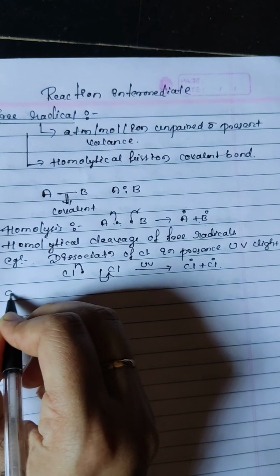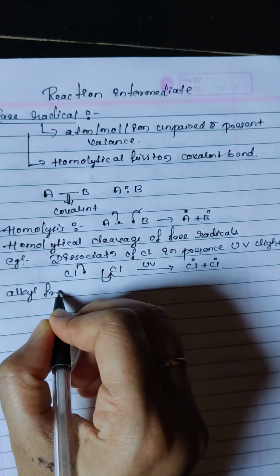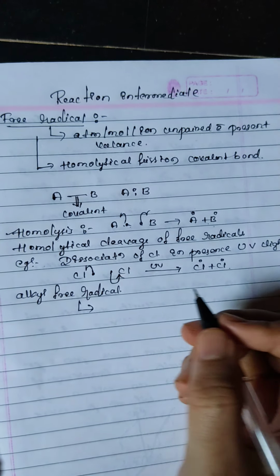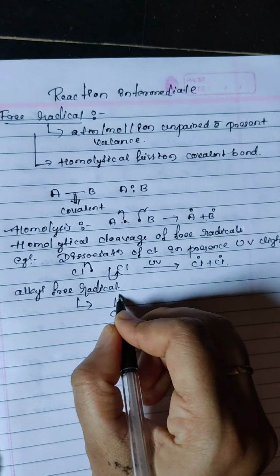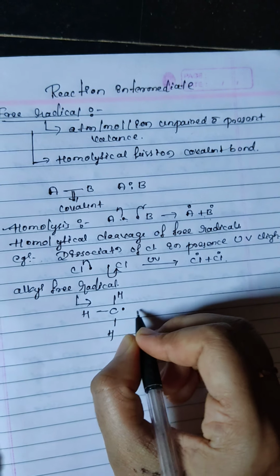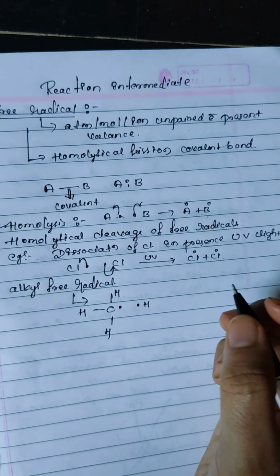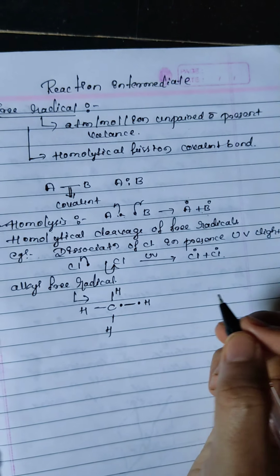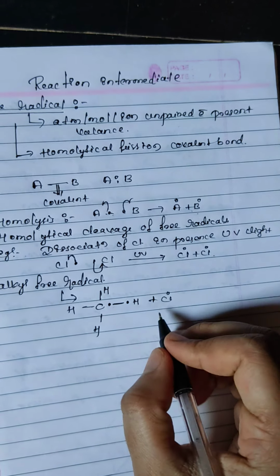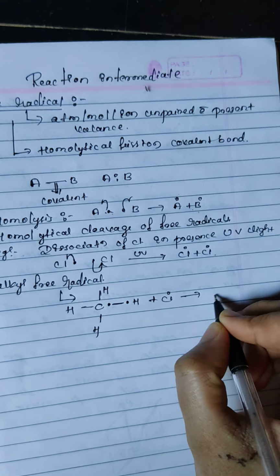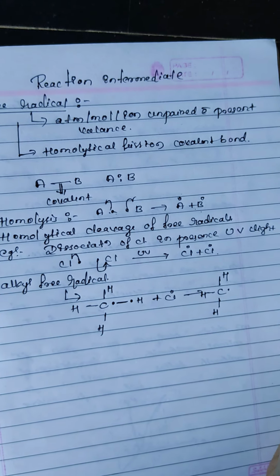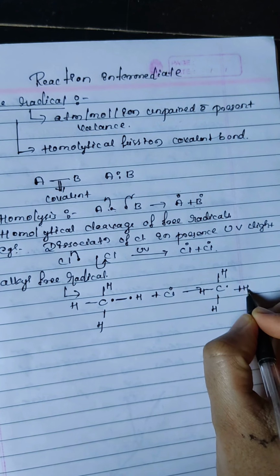Alkyl free radicals. What is the meaning? Alkyl free radicals: CH3 is one radical, and another radical is the H atom. This is a covalent bond, plus a chlorine molecule is given, and the free radicals are present in the presence of HCl.